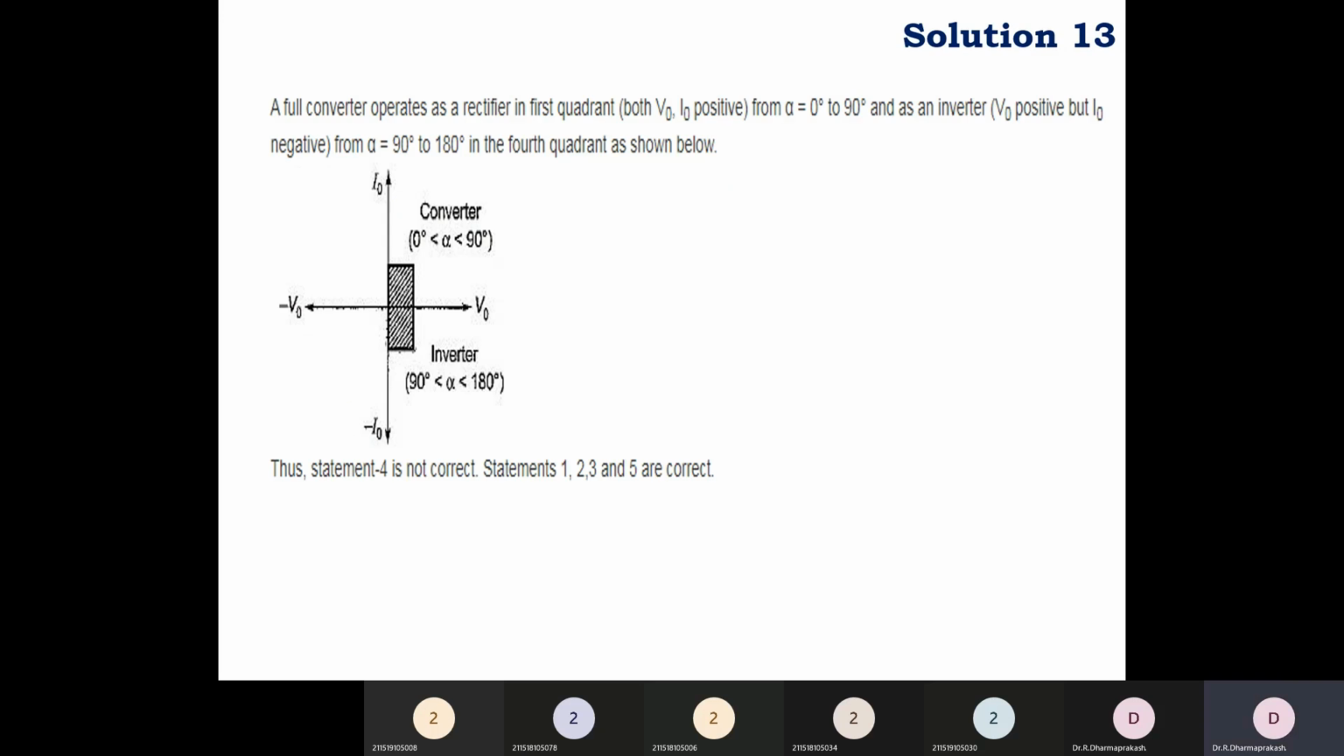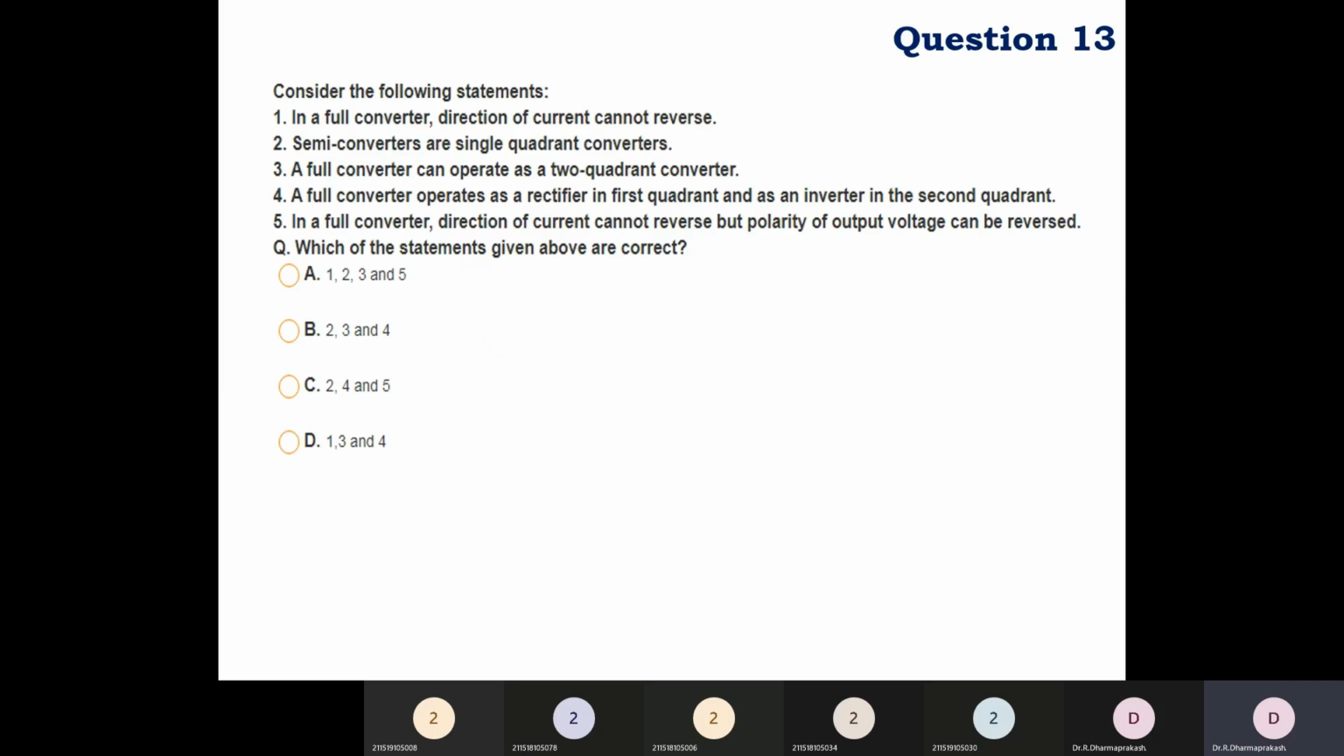So here you can see this. A full converter operates as a rectifier in the first quadrant, and from 90 as an inverter in the second quadrant, right? Fourth quadrant. The statement 4 is not correct. So here it is operated in the fourth quadrant, not in the second quadrant. Okay. So in this option 4, they have given the second quadrant. If it is the fourth quadrant, it is also right. So option A, 1, 2, 3, and 5 are correct. If it is given as 4, all 5 are true. Right? So you have to clearly see this.